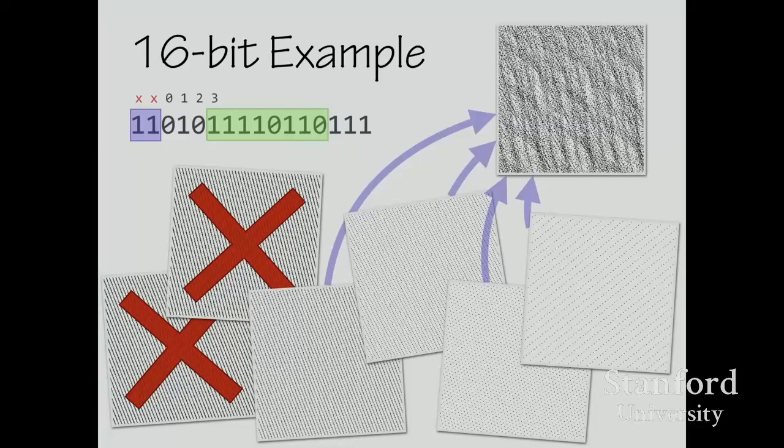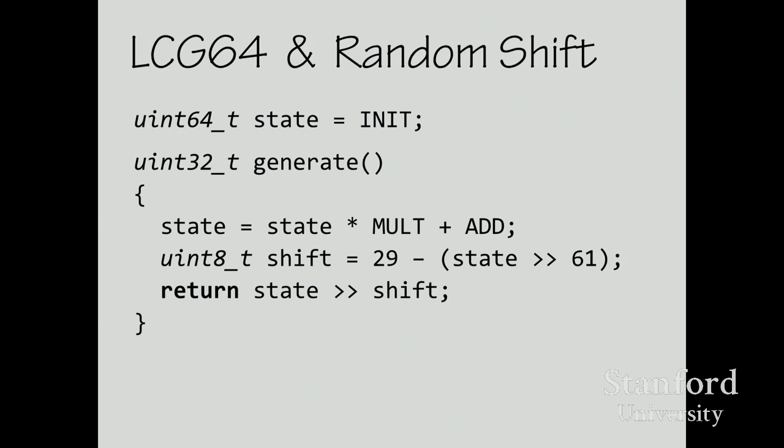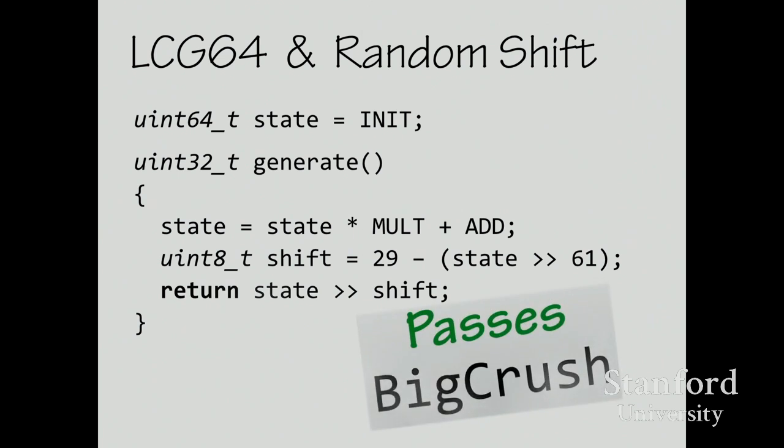And the nice thing is the code for this is super simple. If we had a standard 64-bit linear congruential generator where you just dropped the low order 32 bits, we can take that fixed shift of 32 bits and switch it to just saying, I'll use the top few bits to decide what my shift should be, and that's it. That's the only difference in the code. And the cool thing is that this passes Big Crush, and it does so at 58 bits, which is cool.